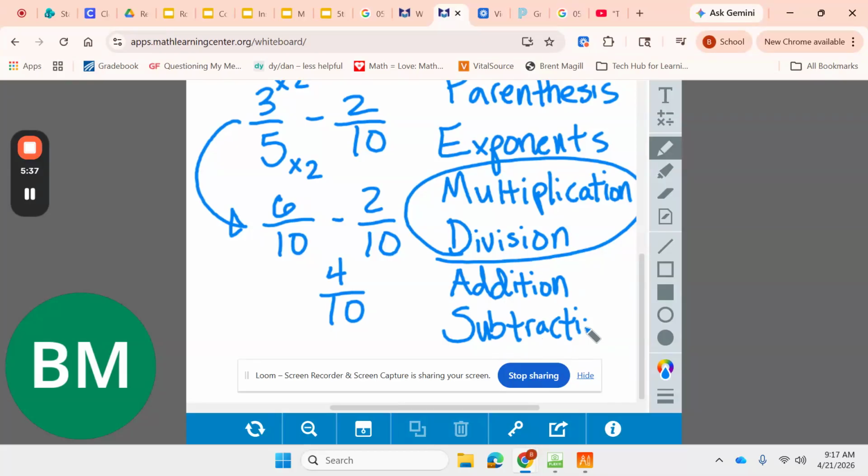And the same is true about these two. We're going to work through them left to right. All right, so if we follow these rules, we'll always get a consistent answer that everyone else shares. Another way to remember this is the saying, please excuse my dear Aunt Sally. Okay, so that is another way to remember the steps for solving or simplifying an expression.